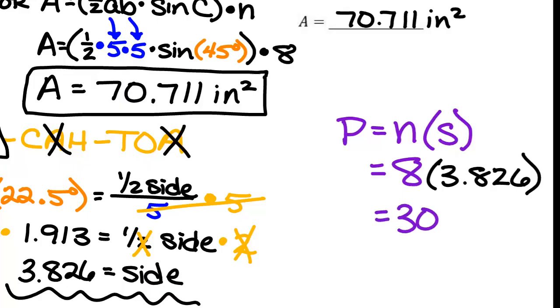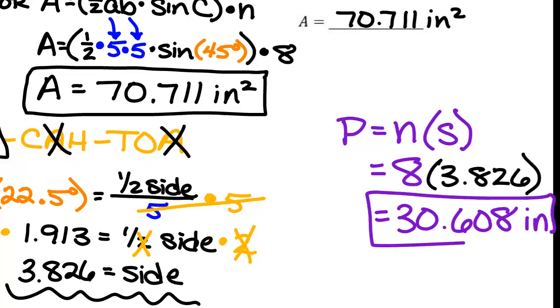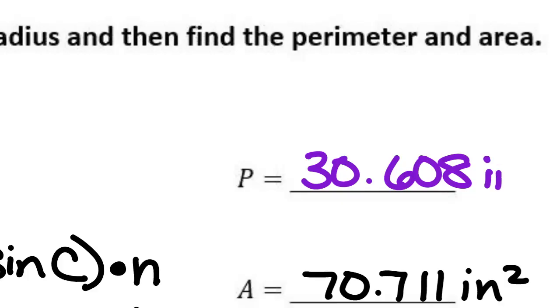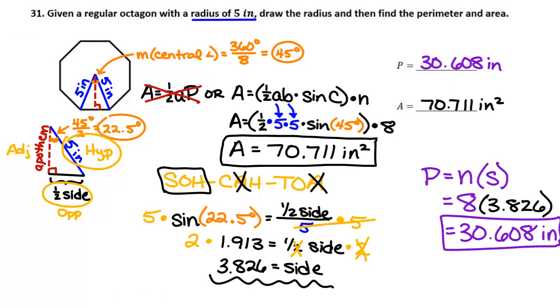What'd you get? 30.608. Should we put units with that? Inches. Inches or inches squared? Just inches. 30.608 inches. Very nice work. What else would you guys like to see?